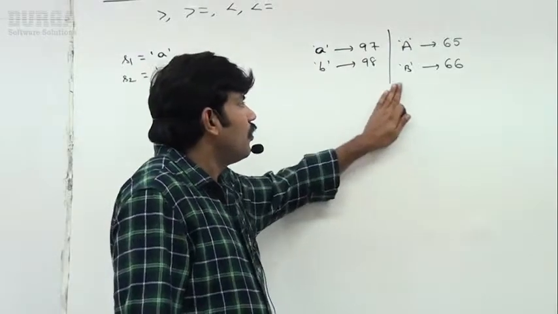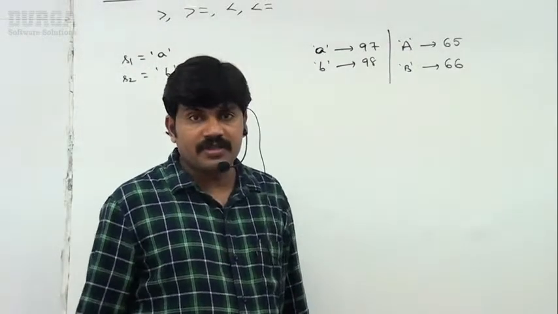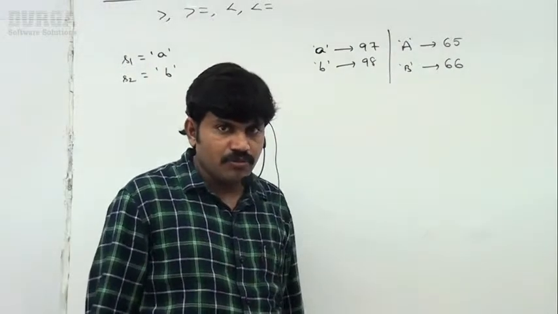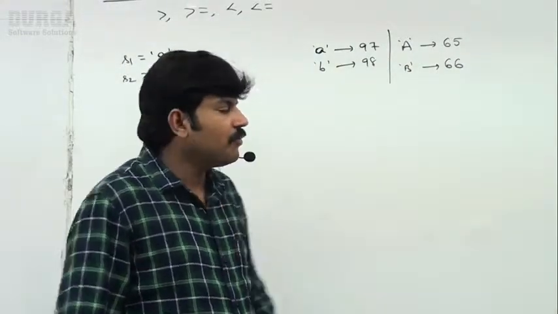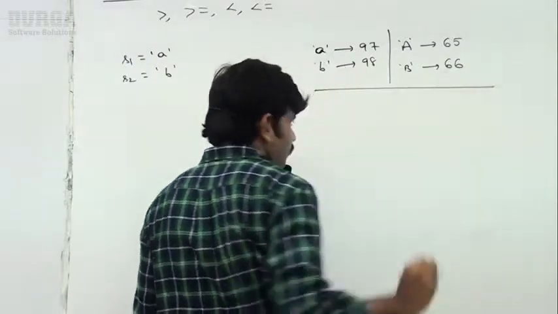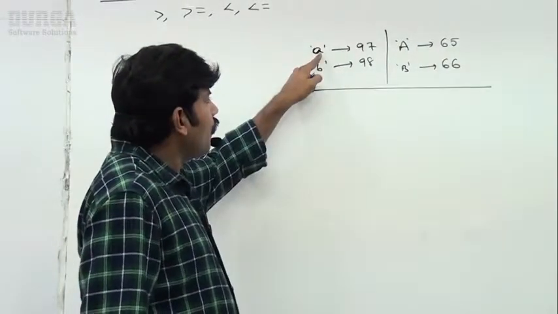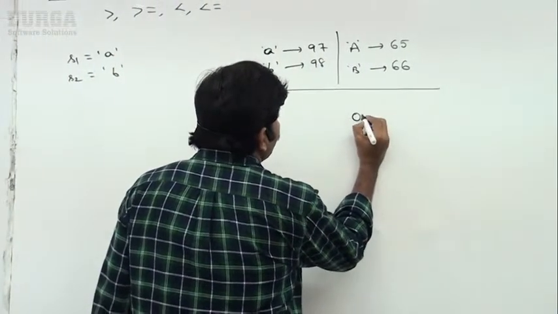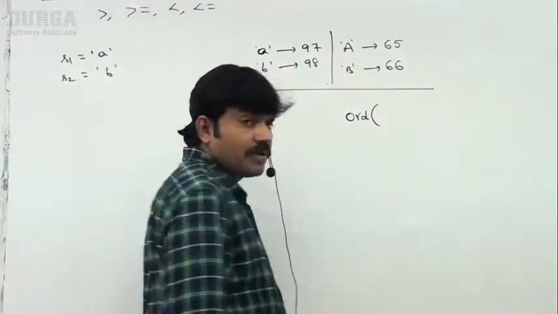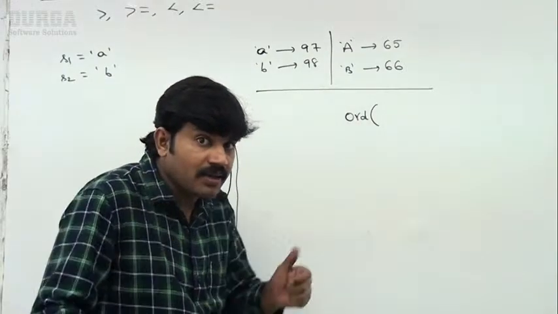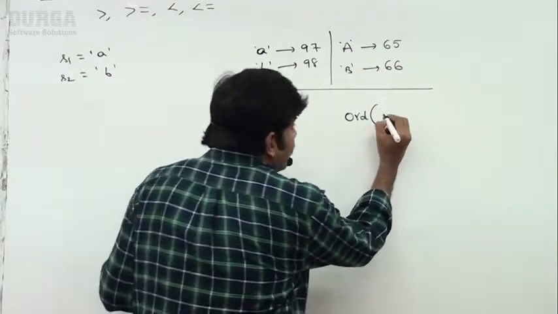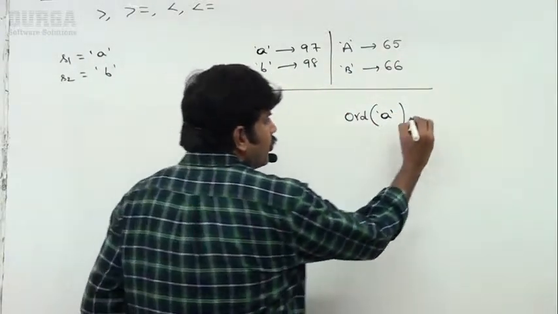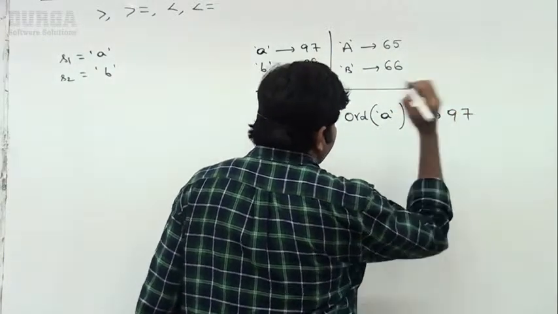Sir, I don't know the Unicode value of a character. How can you find which character is related to this Unicode? What is the way? Very simple. First observe this one before going to this example. I want to know the Unicode value of A. Very simple, you have to take the ord function. ord, ordinal value. If you take ord of A, you are going to get 97.